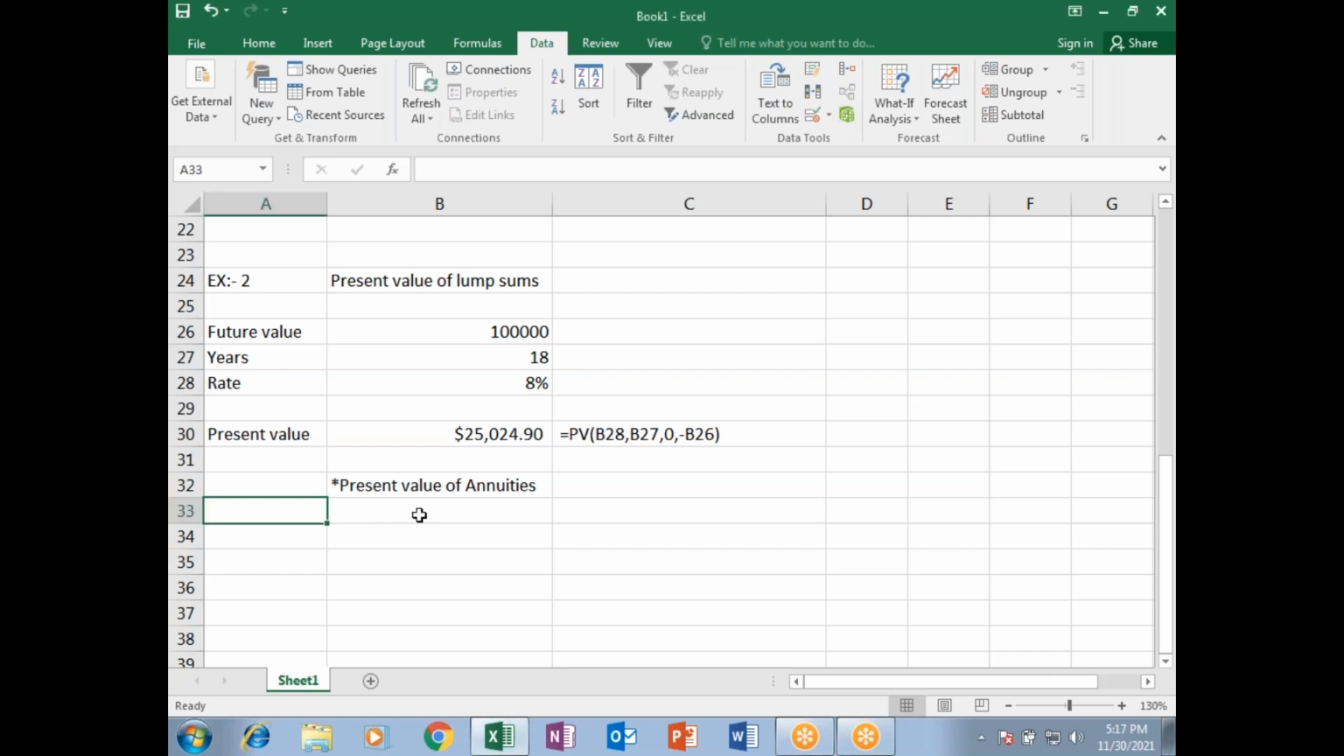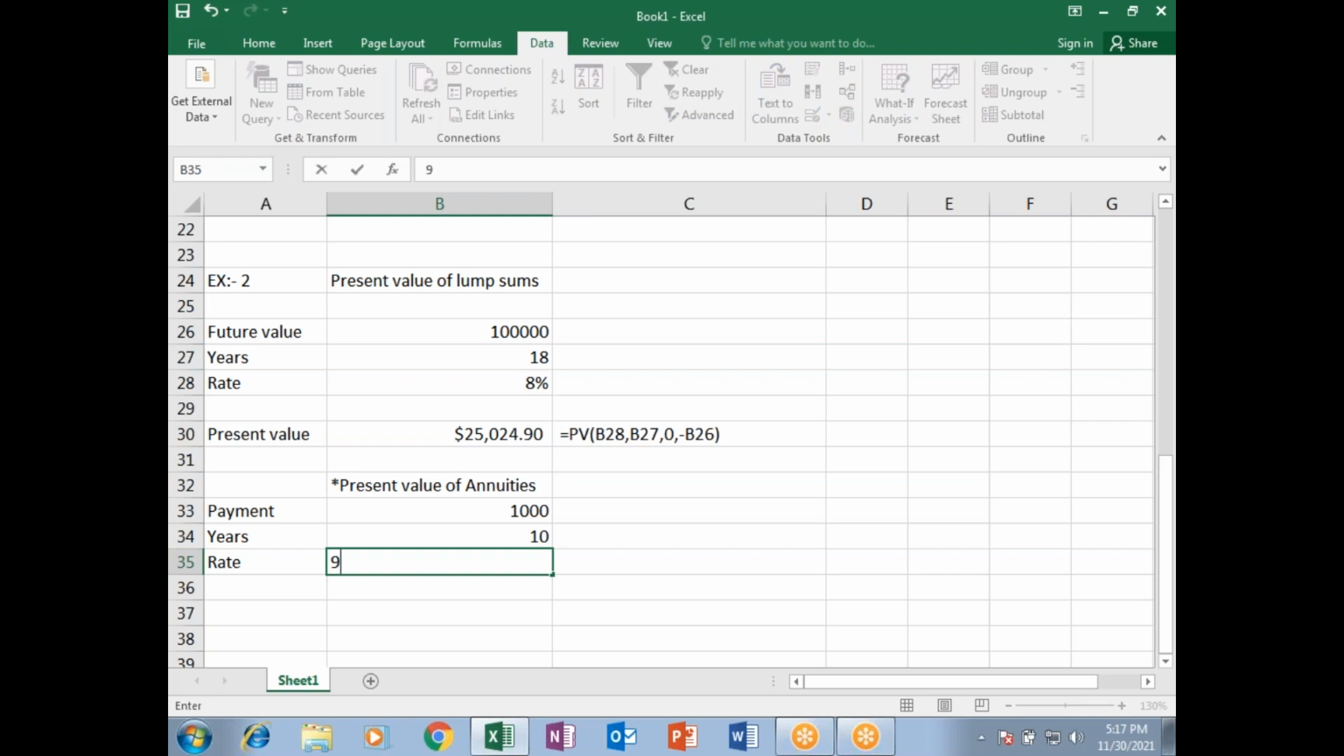So here, as I told, if I wanted to find the present value of annuities, I'll be having the payment amount. Think the 1000 rupees I am paying. So rate, if it is 10 years and 9%. I need to find the present value now.